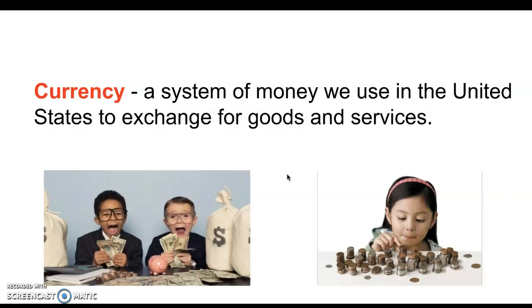Can you think of something you would want to buy with currency, such as dimes and pennies? I can think of lots of things, like a cake from the store or a new trampoline. Those all cost money, so we use currency such as dimes and pennies to pay for things. Without having currency, we wouldn't be able to buy those goods or services.